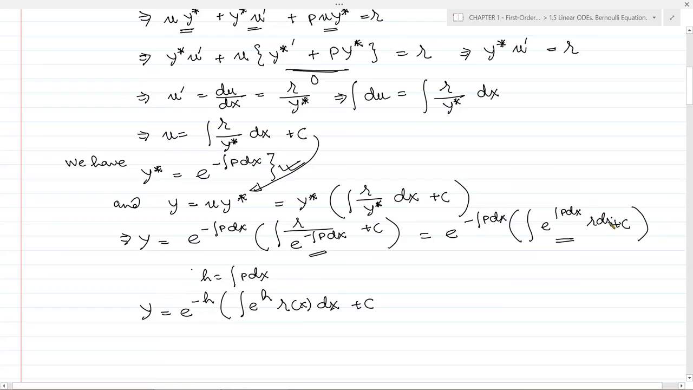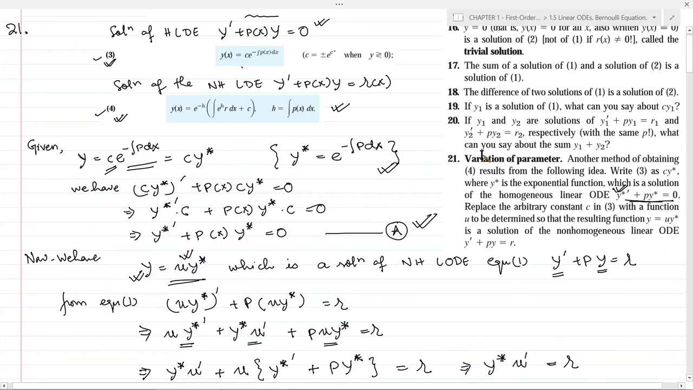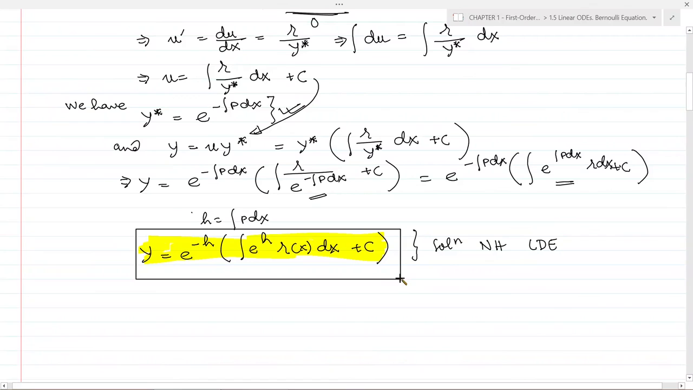And this is the solution of the non-homogeneous linear differential equation. And you can see that this is the same solution that we got in equation 4, but we have used a different method, that is the variation of parameter method, to obtain the same solution. So this is the solution.